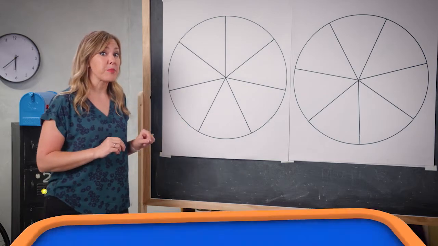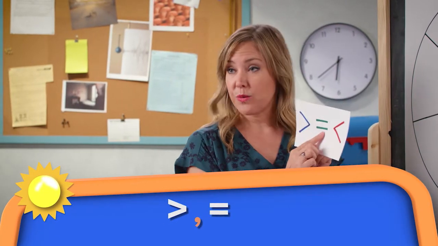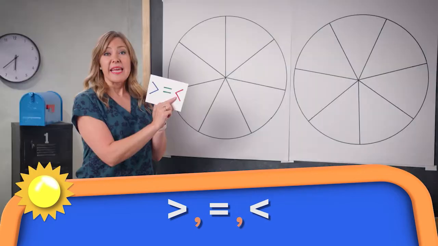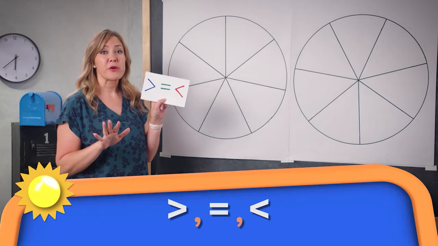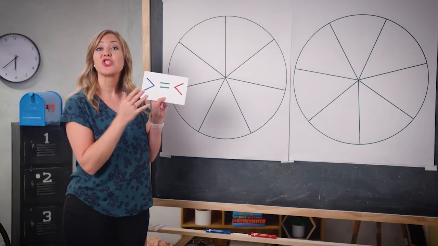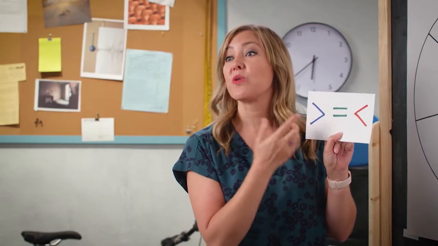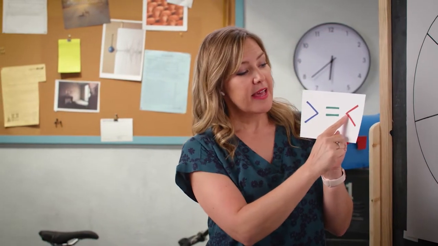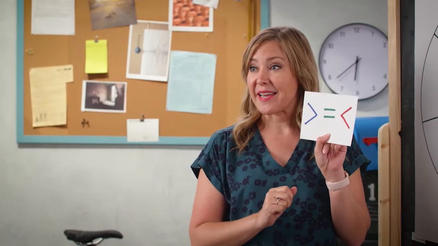Now we use these symbols to compare fractions. This is greater than, equal to, and less than. If you ever get greater than and less than mixed up, remember to read from the left to the right, just like you would in a book. So if the left side of the symbol is the big open part, then you know that's greater than. And if the left side of the symbol is the smaller closed part, that's less than.